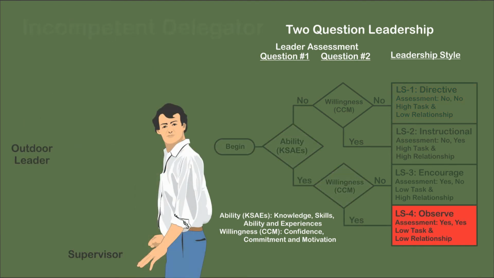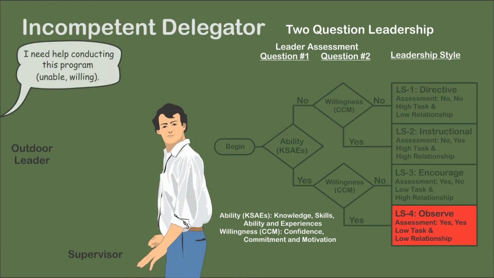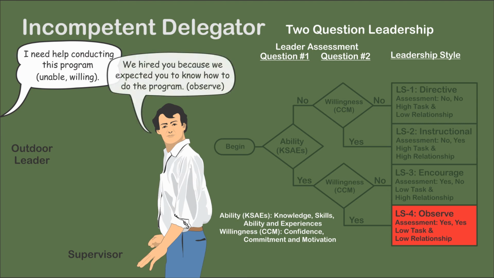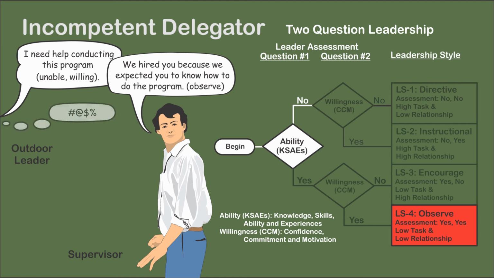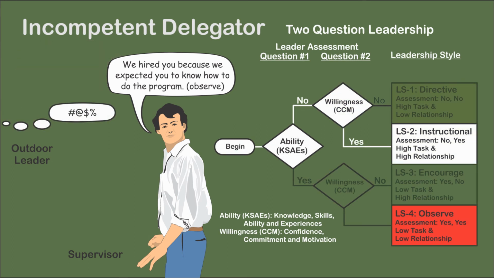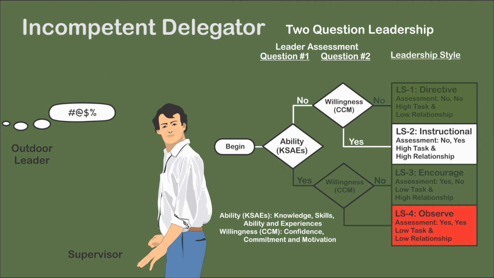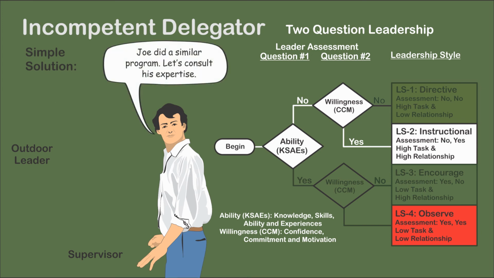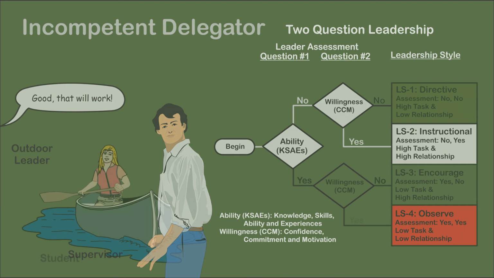Since the incompetent delegator doesn't know how to do it himself, he delegates or expects the follower to know how to do it. He uses an observing leadership style when the follower needs an instructional leadership style. There is a mismatch and frustration results. A simple yet effective solution is to bring someone in to assist who knows how to solve the problem. Effective managers use this approach all the time.